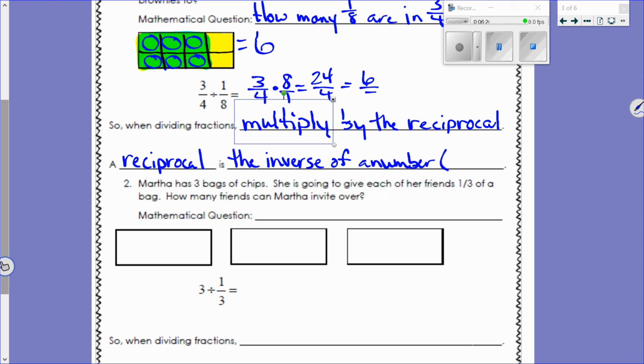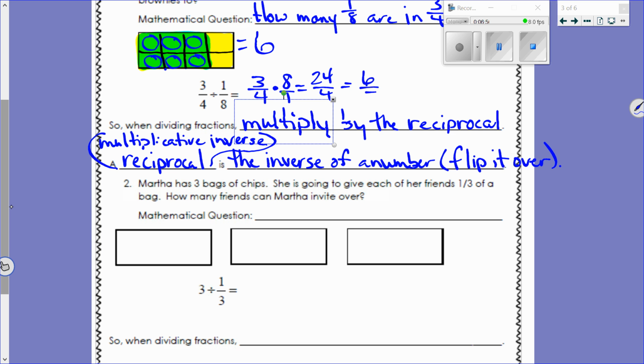Or to put it mathematically, flip it over. Okay? Now, another word that we use for this, I'm going to put this above this, is multiplicative inverse. And you'll hear those two used interchangeably. Multiplicative inverse and reciprocal are two mathematical words for the same thing.